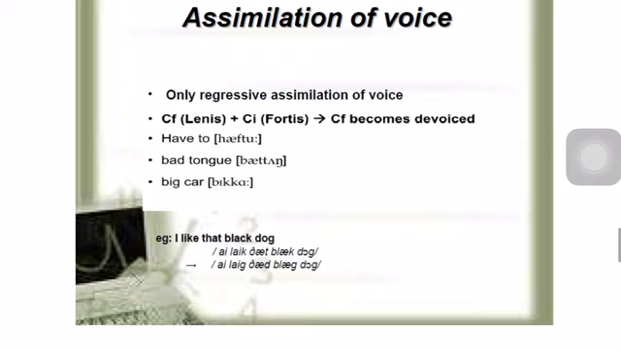Another example is "bad tongue." Bad tongue becomes "bat tongue." We change the D into T. Big car becomes "bik car." We change the G into K because G is voiced, so we change it into its voiceless counterpart, which is K.